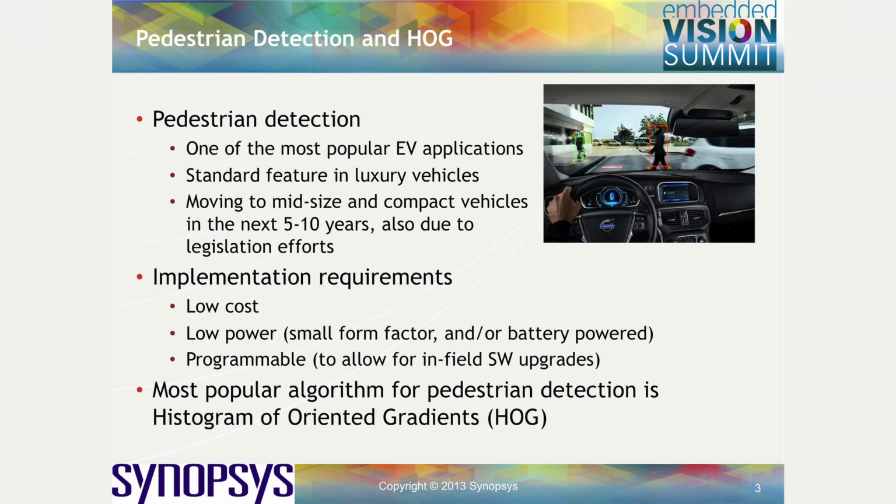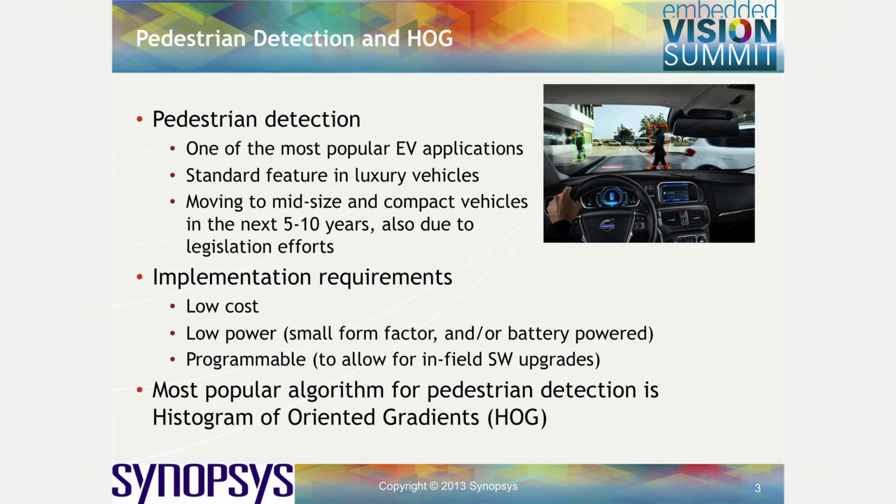Pedestrian detection is one of the most popular embedded vision applications today. It has been a standard feature in luxury cars, but it's expected to be present in mid-size and compact cars in the coming years. And a big challenge, as was already described by many of the previous speakers, is that it's very difficult to implement this at a low cost and at a low power budget because it's a highly computationally intensive task.